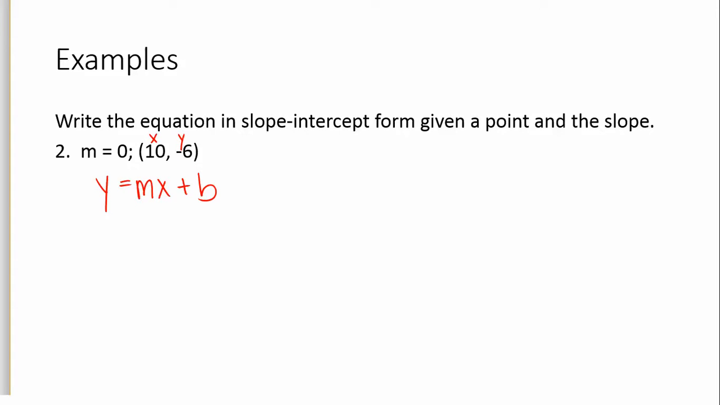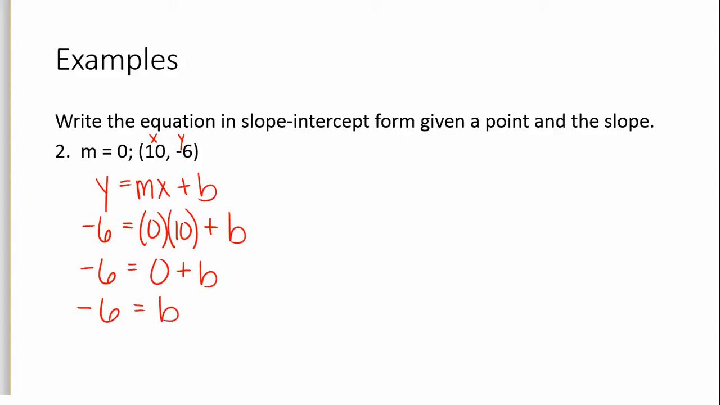So when we plug in 0, 10, and negative 6, we're plugging negative 6 in for y, we're plugging 0 in for m, and we're plugging 10 in for x, and we don't know the y-intercept. That's what we're trying to solve. So we get negative 6 equals 0 plus b. 0 times 10 is 0. 0 plus b is just b. So there's nothing to add or subtract to the other side. So we get a y-intercept of negative 6.